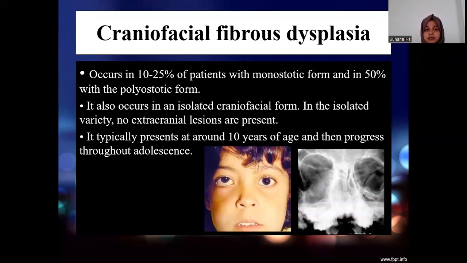Next lesion is craniofacial fibrous dysplasia. This is nothing but fibrous dysplasia occurring at the craniofacial bones. It occurs in 10 to 25% of the monostotic form and 50% of the polyostotic form. It can also be an isolated craniofacial form, and in the isolated variety, it is typically present at the age of 10 years and progresses throughout adolescence. Here is a picture showing fibrous dysplasia occurring at the craniofacial region.